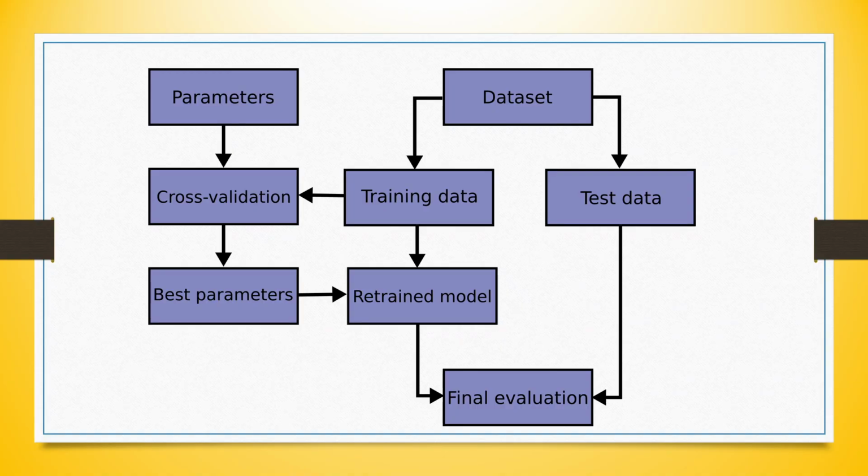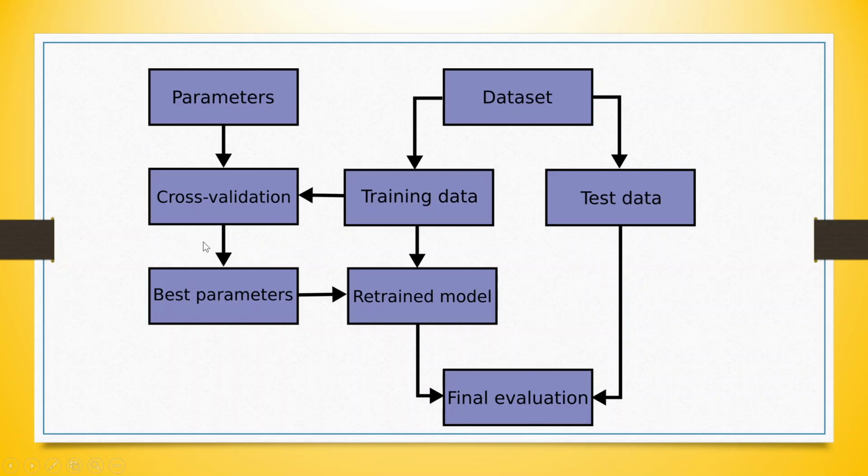Let's see how cross-validation is done. The data set is split into training and testing data. Training data is used for the cross-validation. Parameters are fed into the model and we try to extract the best parameters from it. These best parameters will be used to retrain the model again, and the final evaluation on the testing data will be done with the help of the retrained model.